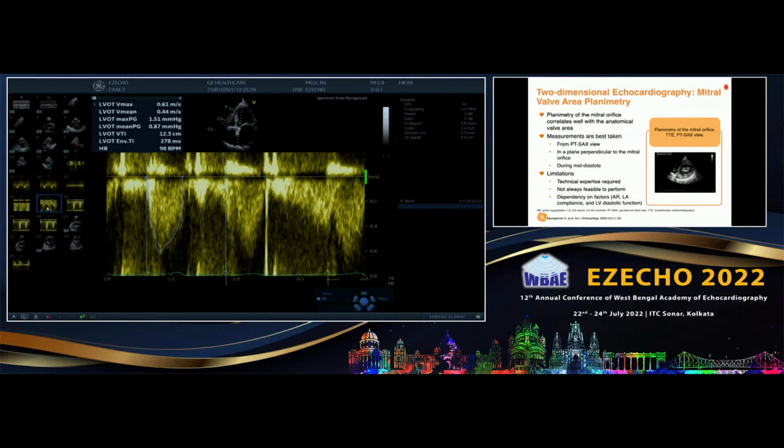Then when you are looking at DVI, that is the Doppler velocity index, always the numerator will be the proximal velocity, and the denominator will be the LVOT velocity. So if you take the mitral VTI, which is 46, divided by the LVOT VTI, which is 12, in the absence of significant MR and AR. Now we knew that it is mild AR, mild MR, so what is the ratio? Almost 4.